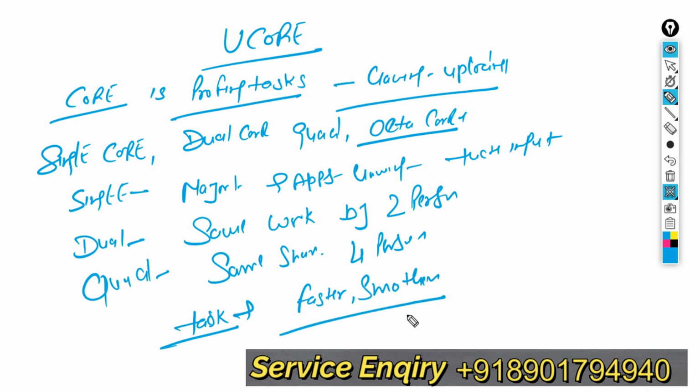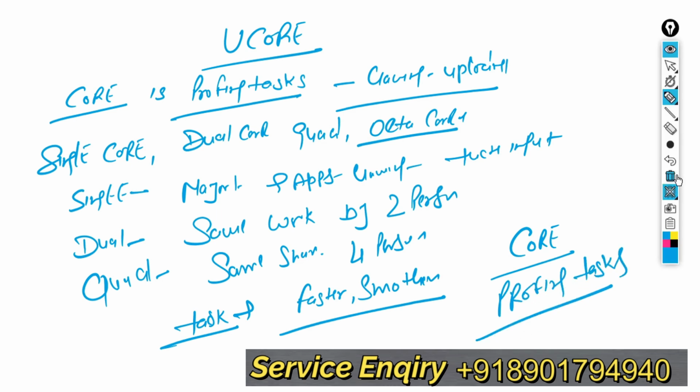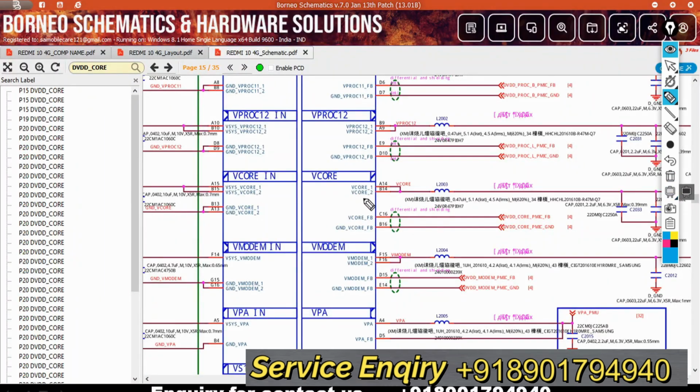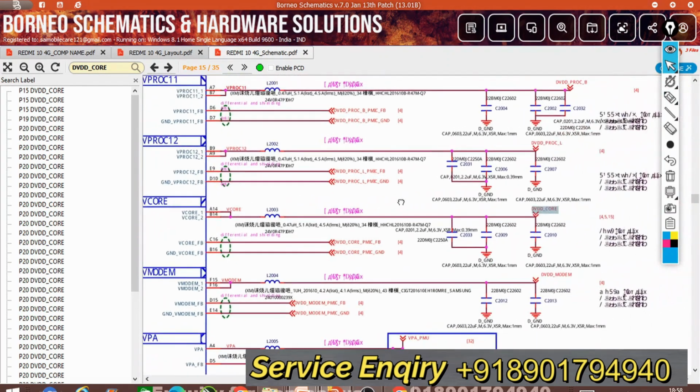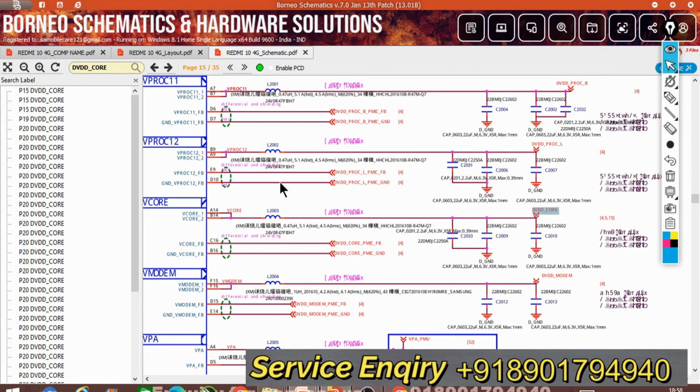So this voltage for the core section plays a crucial role in performing tasks smoothly, right? In this voltage, you will get a similar 0.8 default voltage, stable, most probably 0.6 to 1.2 volt, right? Now a question comes: in this schematic, there is no voltage written. How will I get to know?